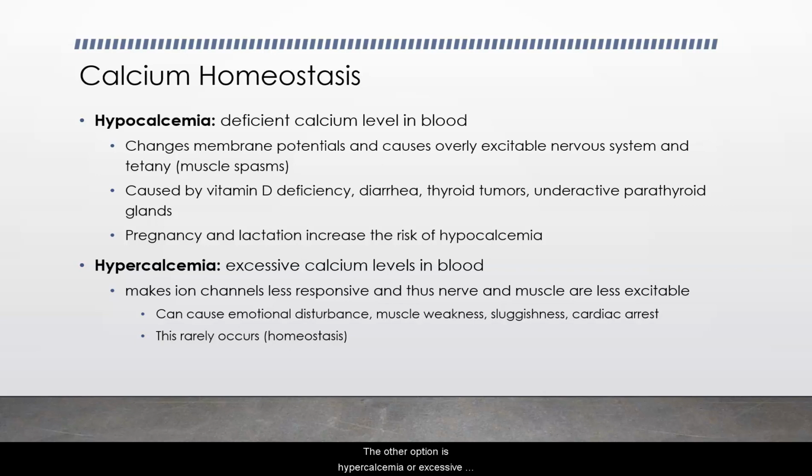The other option is hypercalcemia, or excessive calcium levels in the blood. What this would do would be to make your ion channels less responsive, and thus make your nerves and your muscles less excitable. This would cause you to be emotionally disturbed, have muscle weakness, be very sluggish, and maybe even go into cardiac arrest. Hypercalcemia rarely occurs because homeostasis can account for that much easier than it can for hypocalcemia.